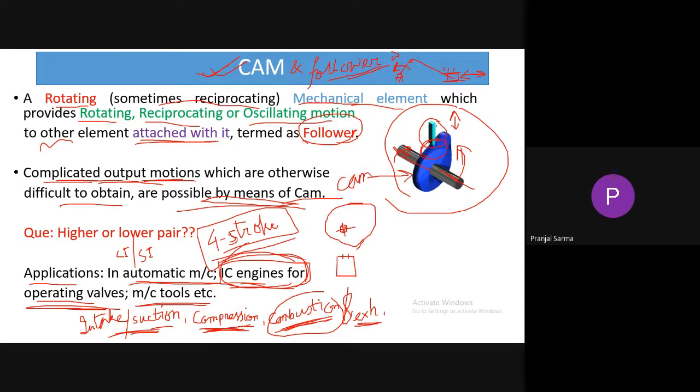This portion which is getting the movement from the cam is the follower. Okay, so it is following, or getting the motion from, the cam. Now how basically is it getting the motion here? If you look closely, what basically happens?